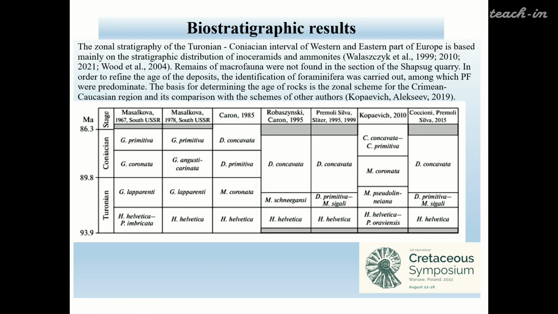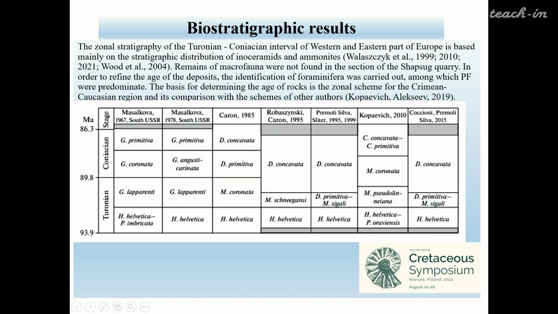Biostratigraphic results. The zonal stratigraphy of the Turonian-Coniacian interval in the western and eastern parts of Europe is based mainly on the stratigraphic distribution of inoceramids and ammonites. But remains of macrofauna were not found in the section of Shapsuk quarry.